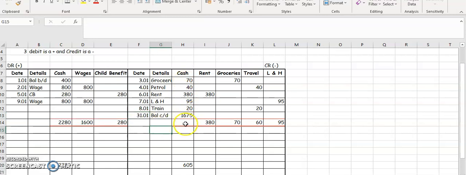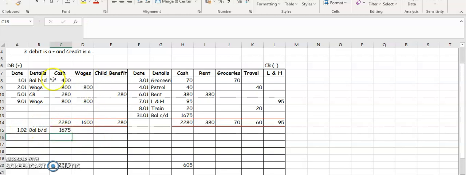Now we're going to check just to make sure it's correct. So we're going to add up 70 plus 40 plus 380 plus 95 plus 20 plus 1,675. And we get 2,280 on both sides, so the cash column is now 2,280 and our cash column in the debit side is now 2,280. And the last thing we have to do now is carry down this balance figure to the next month. So next one is the first and the second. Balance brought down 1,675, because that's how much we're bringing down to the next month.